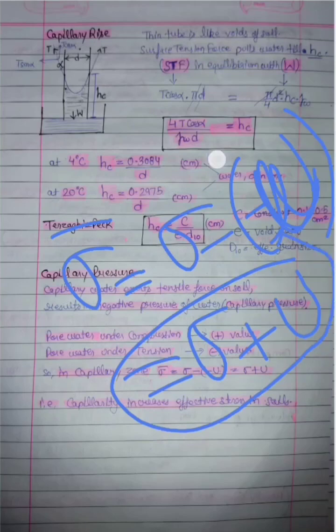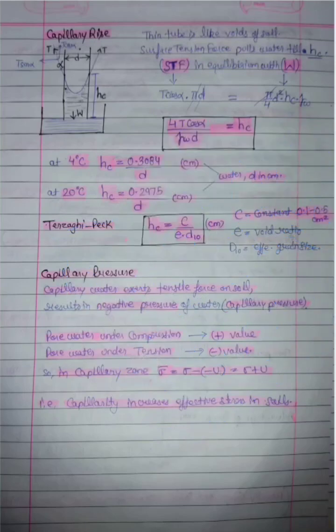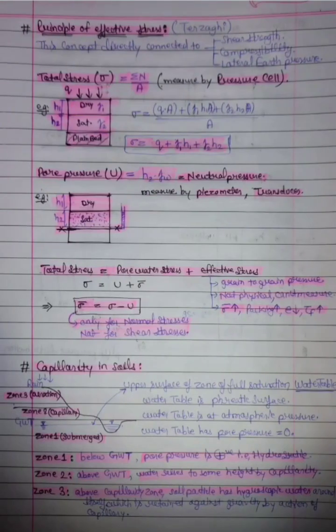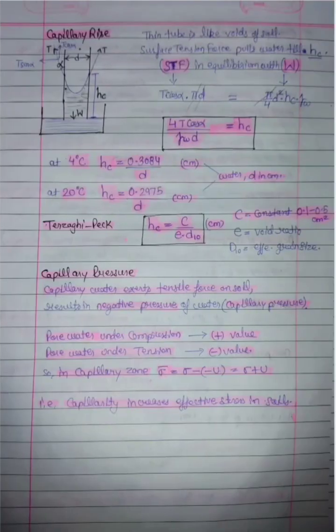So in case of capillarity, the effective stress increases, hence shear strength also increases to some extent. That is, capillarity increases effective stress in soil, hence the shear strength will also increase. So that's all for this lecture. Here we have covered the principle of effective stress and capillarity in soils. Thank you.